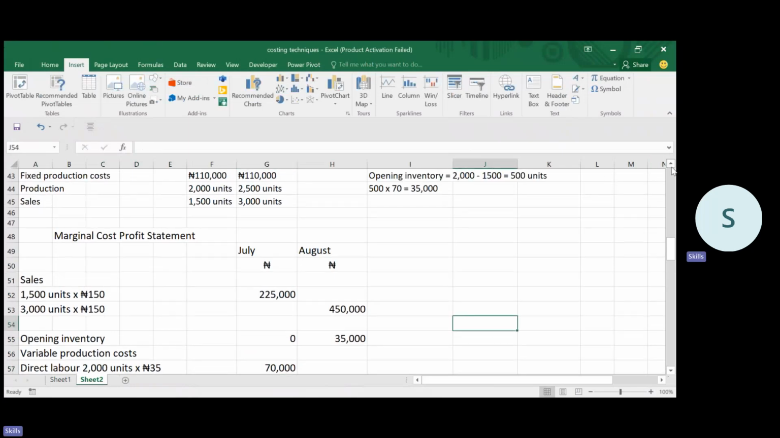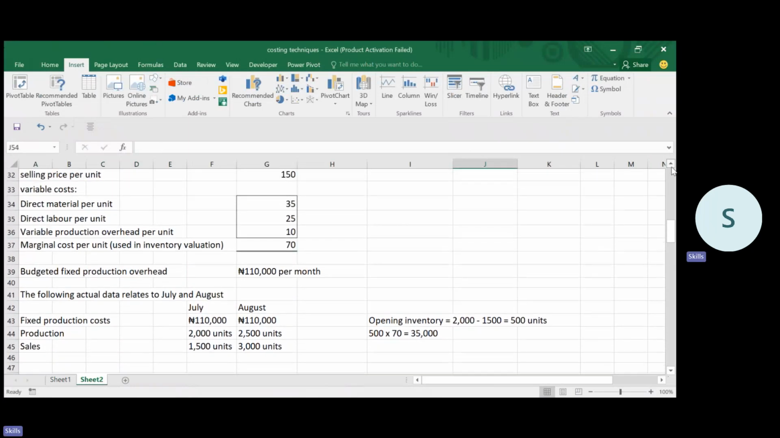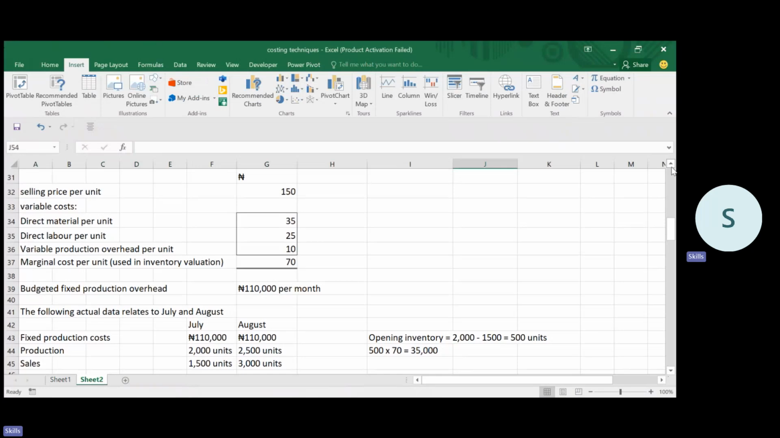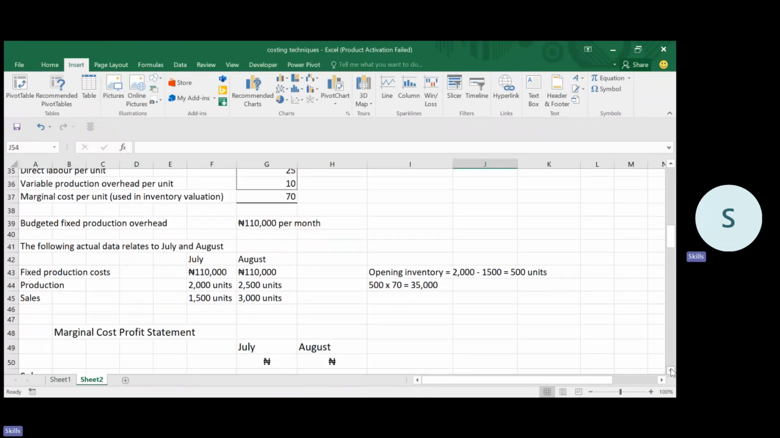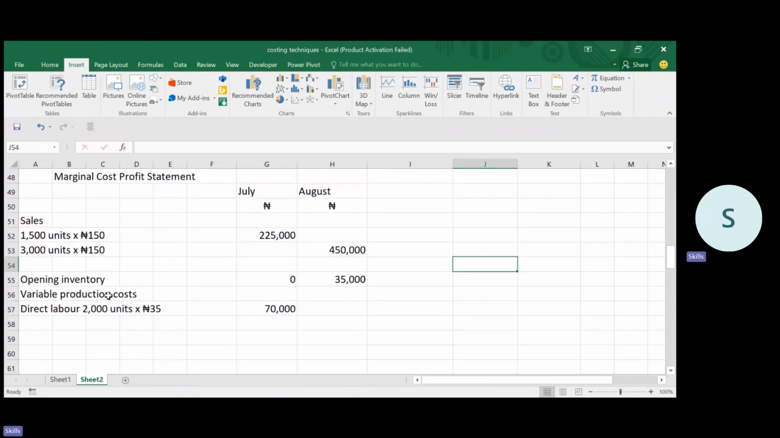Then the next variable cost after the direct labor is the variable production. Sorry, there is material. Direct material is first before direct labor. Direct material is the 35. Sorry, this is direct material, not direct labor. Then the next is direct labor.